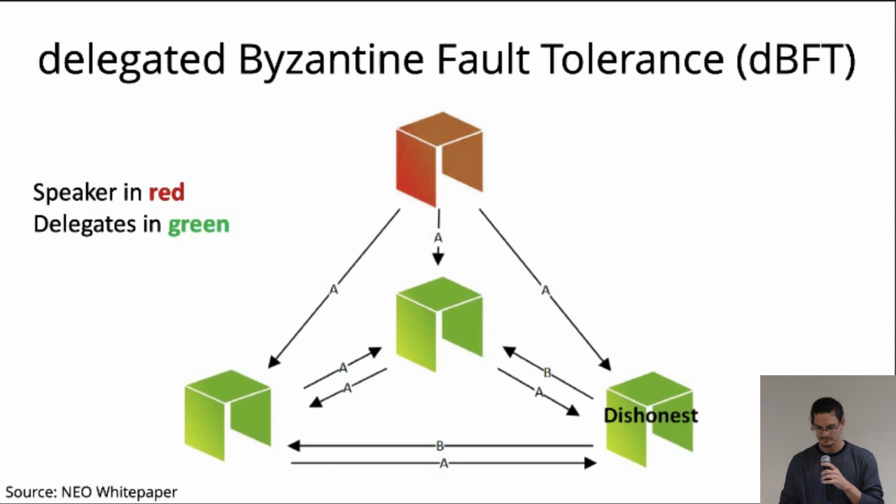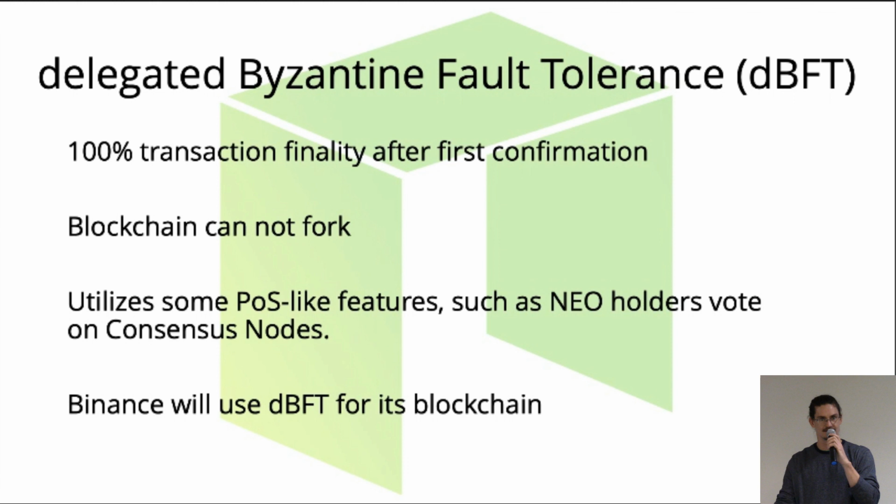So with this consensus mechanism, 100% transaction finality is met after the first confirmation. And this means that the blockchain can't fork because each block will be put continuously in. So you're not going to have to worry about the longest string of blocks, like with some proof of work algorithms.